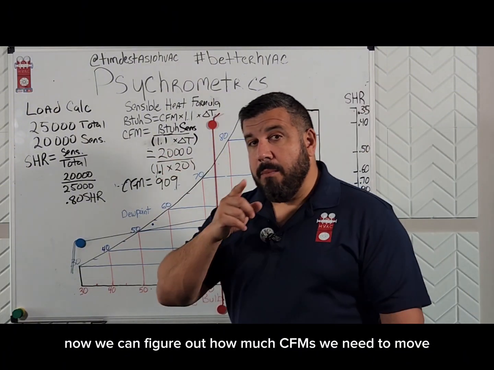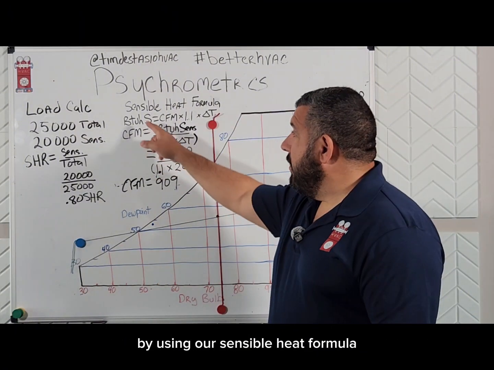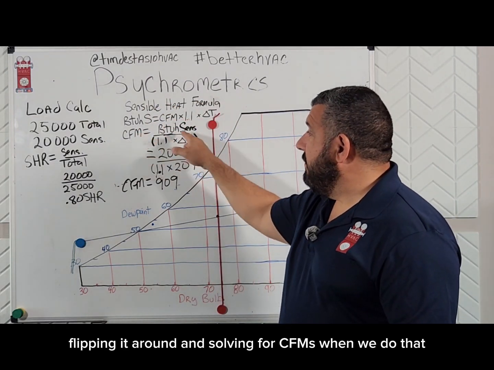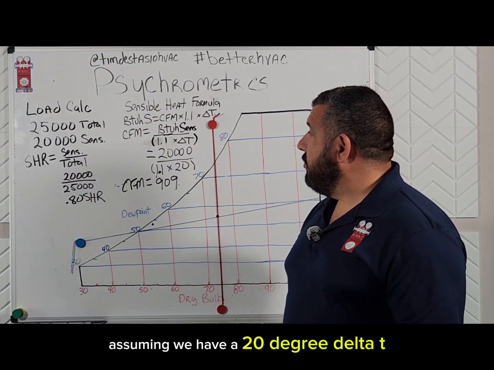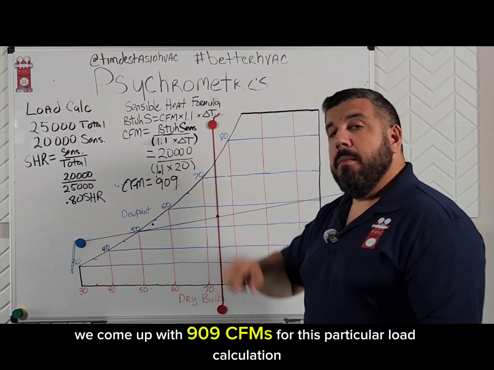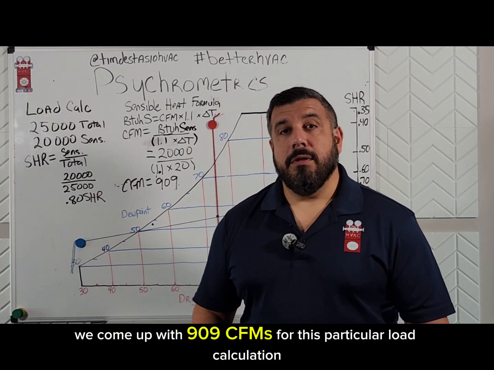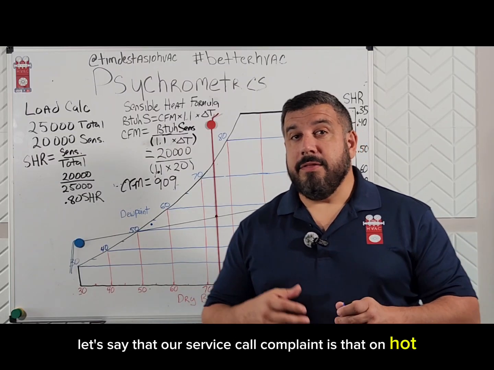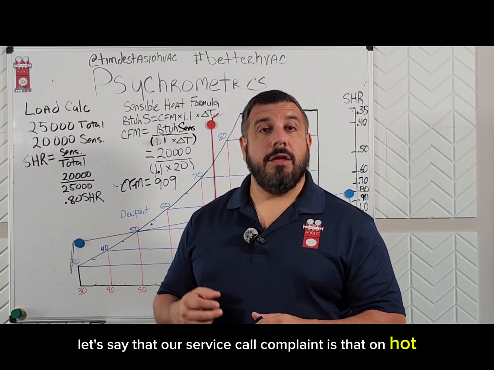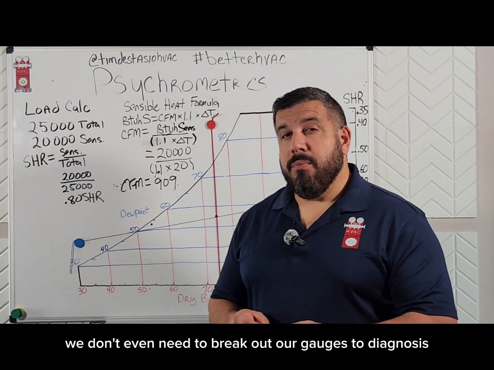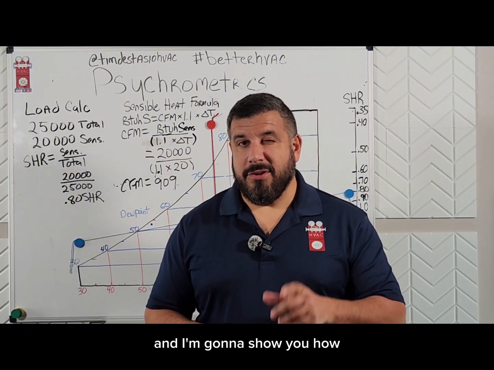Now we can figure out how many CFMs we need to move by using our sensible heat formula, flipping it around and solving for CFMs. When we do that, assuming we have a 20-degree delta T, we come up with 909 CFMs for this particular load calculation. Let's do a quick diagnostic here. Let's say that our service call complaint is that on a hot, humid day, our unit cannot keep up. Well, we don't even need to break out our gauges to diagnose this, and I'm going to show you how.